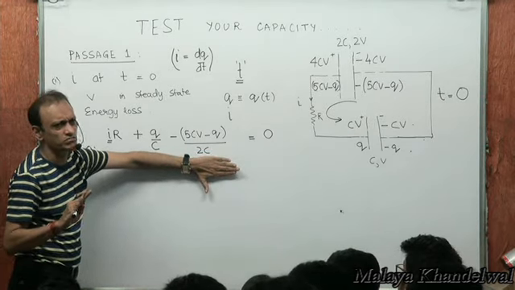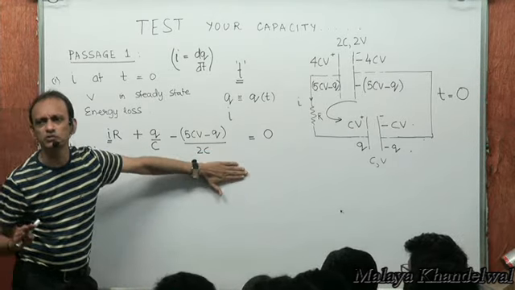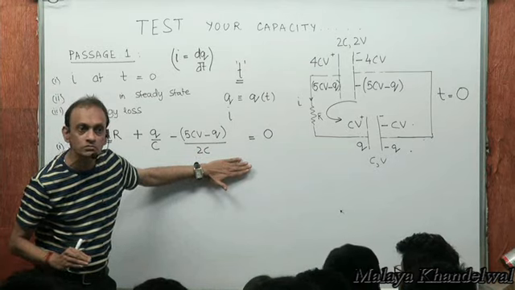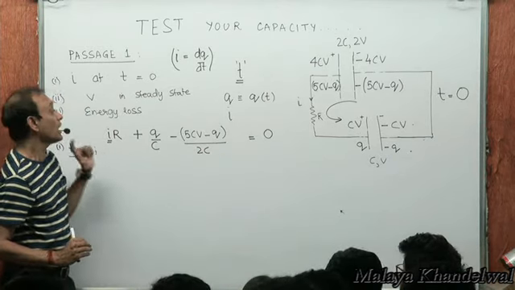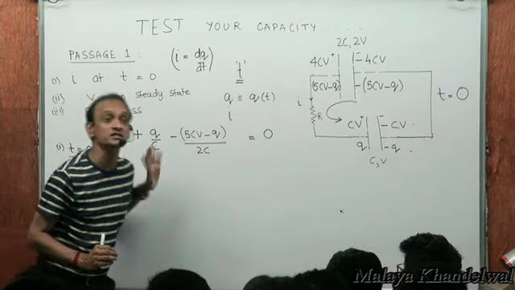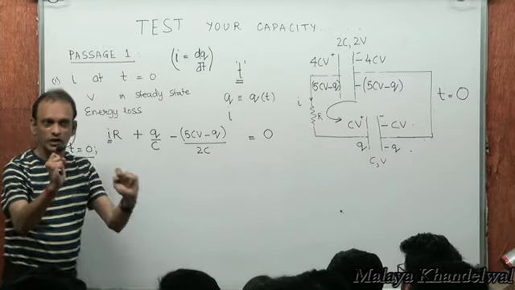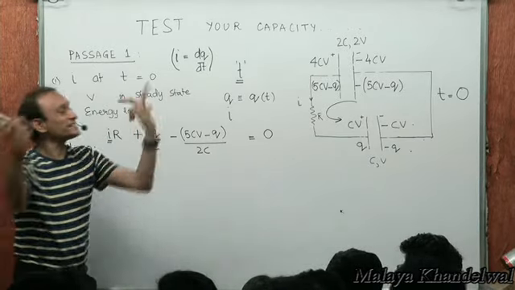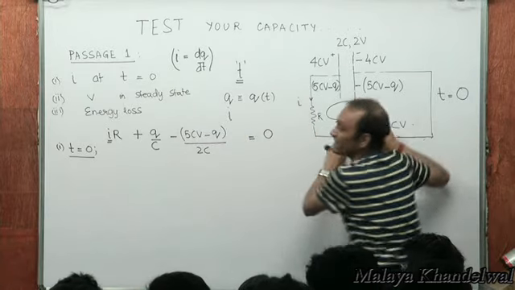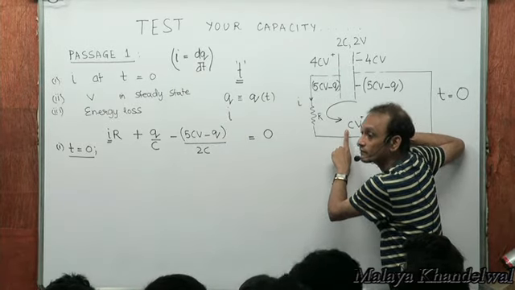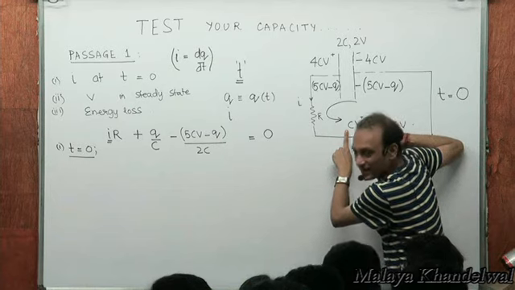Say this is the equation. I don't want to solve this equation at time t equal to 0. Without solving the equation, I want to be able to find the current I at time t equal to 0. Very simple. At time t equal to 0, Q is CV.